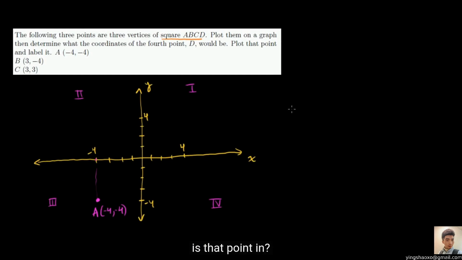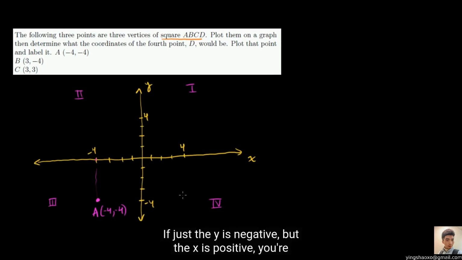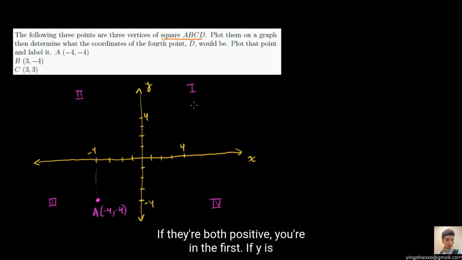Sometimes someone might ask you, what quadrant is that point in? And you just say, oh, okay, I see. If they're both negative, they're going to be in the third quadrant. If just the y is negative, but the x is positive, you're going to be in the fourth. If they're both positive, you're in the first. If y is positive, but x is negative, you're in the second. And we'll talk a little bit about that.